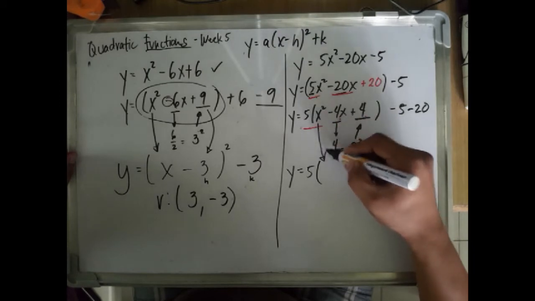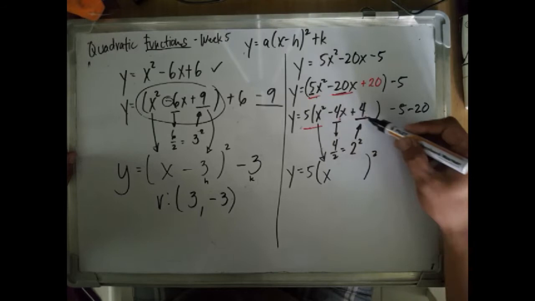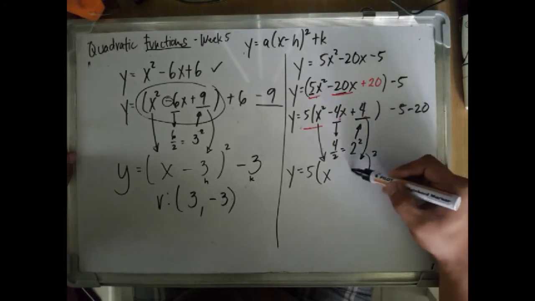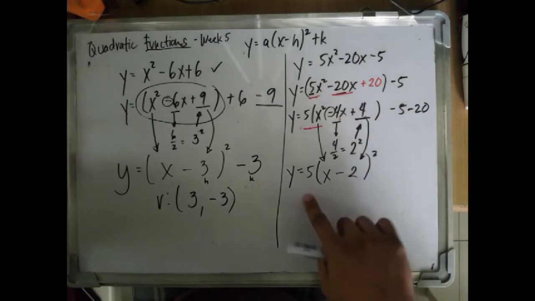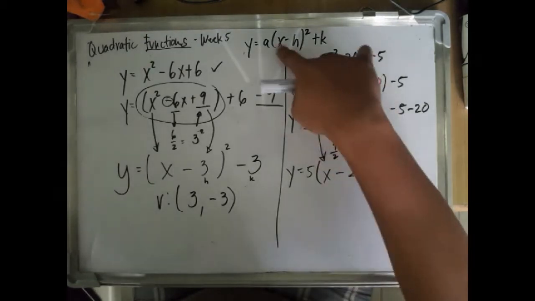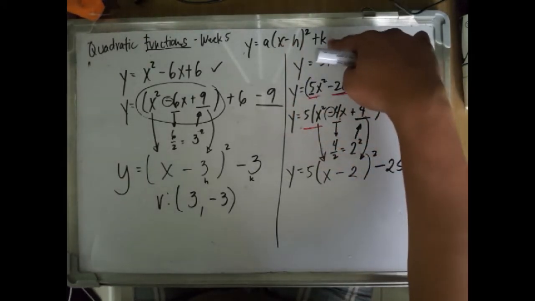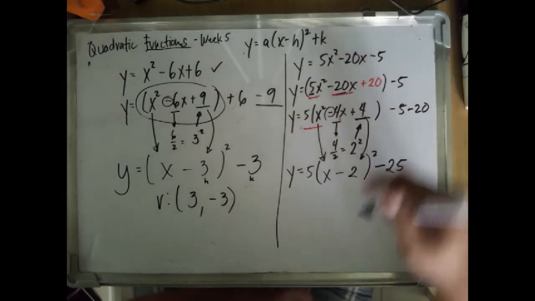So, factor or square root nito ay x. Square root ng 4 ay 2. Then, sign nito ay minus. Okay, so we have 5 times x minus 2 squared, then minus 25. So, as you can see, nakaganong factor na siya or nakaganong format na siya. Para na siyang standard form. Hindi pala standard form na siya talaga.